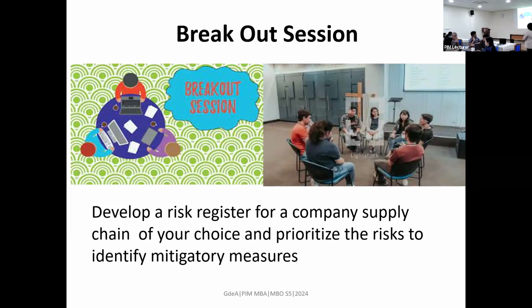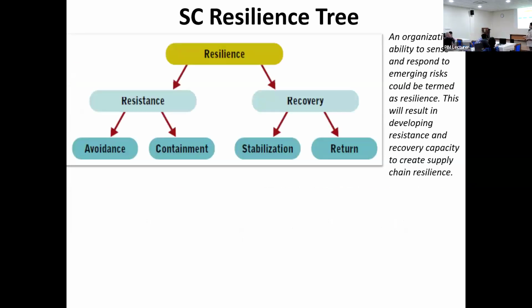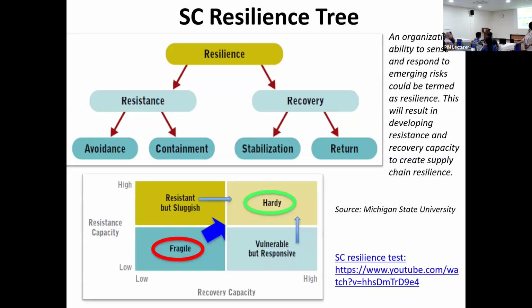Okay, so let's come back again. A few more things to explain about what to look at. So now we looked at risks, we looked at prioritization, we now know where the vulnerabilities are in the supply chain, therefore you need to de-risk it. Now, how do you know the business continuity plan is in place? We need to now see how we know whether your company has a very robust supply chain. So Michigan State University has defined this using this supply chain resilience tree, right?